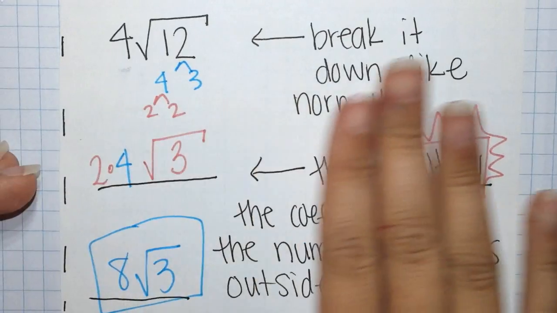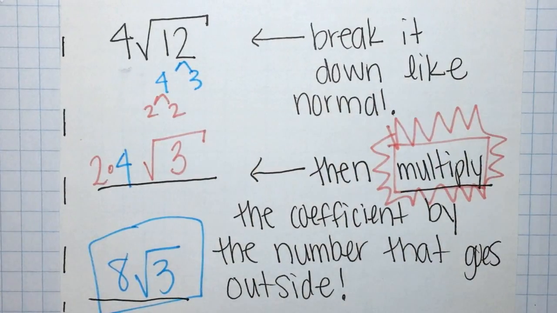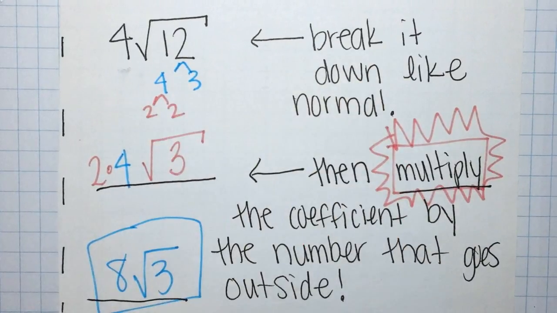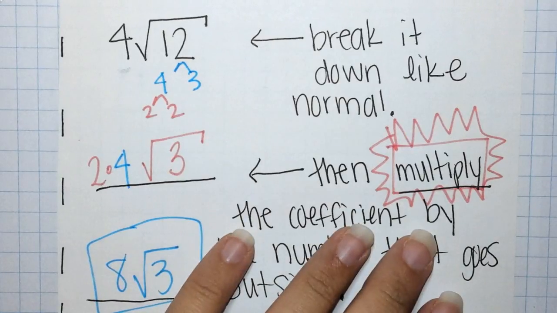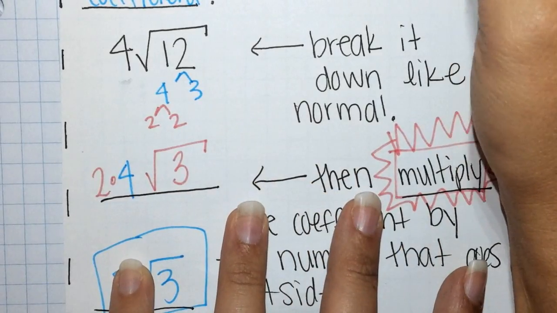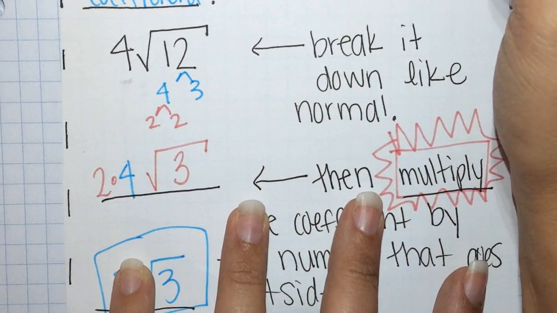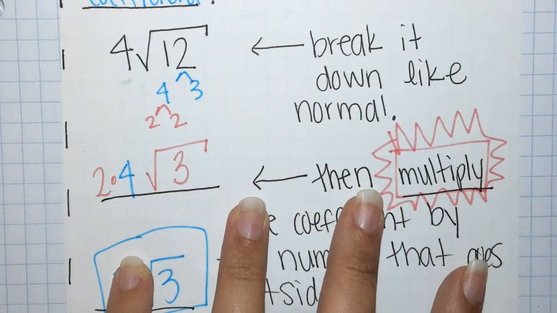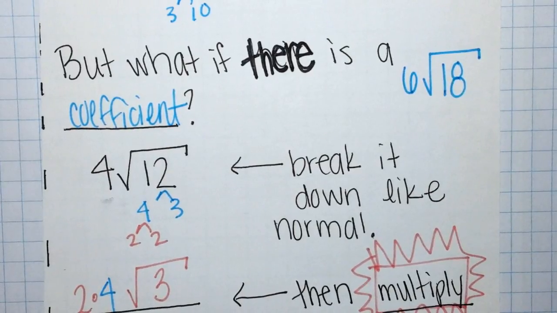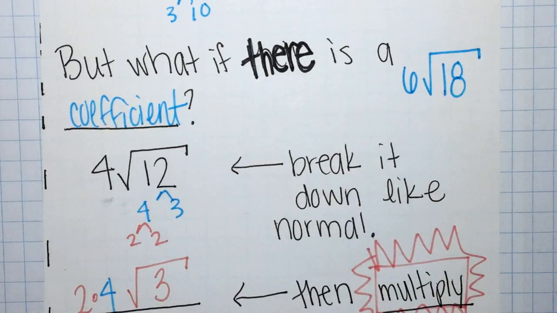Do you guys want to practice another one like this? I feel like we need to. Alright, so I'm going to write this. We're going to write it on the corner right here. We're going to say 6 times the square root of 18. 6 times the square root of 18. Highest perfect square is 9. Alright, so I want you to break 18 down without me.